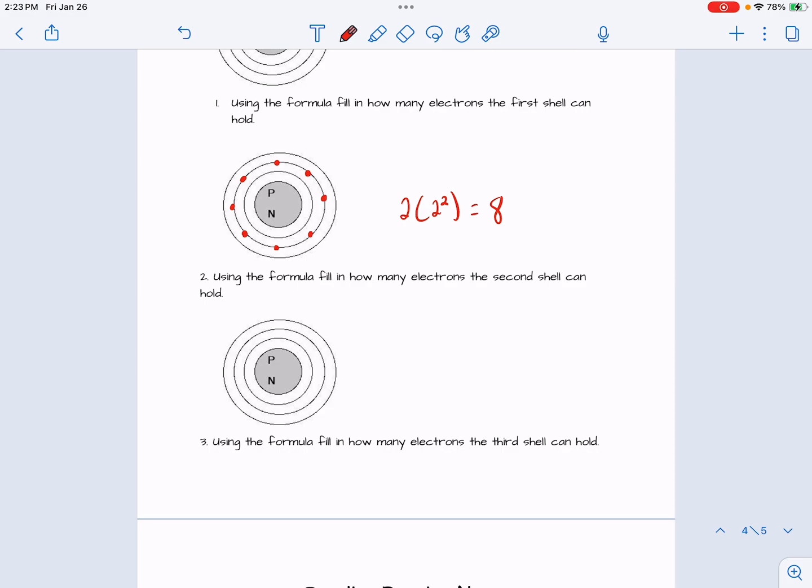And then the third one, same process. I'm going to take 2 times 3 squared, and I'm going to set that equal, and I get an answer of 18. 1, 2, 3, 4, 5, 6, 7, 8, 9, 10, 12, 13, 16, 17, 18. Now, I tried my best, and you should too when you draw these, to be able to spread out the electrons, those red dots that I have on my shells, as far as you can. That way it doesn't get confusing and you don't lose count.